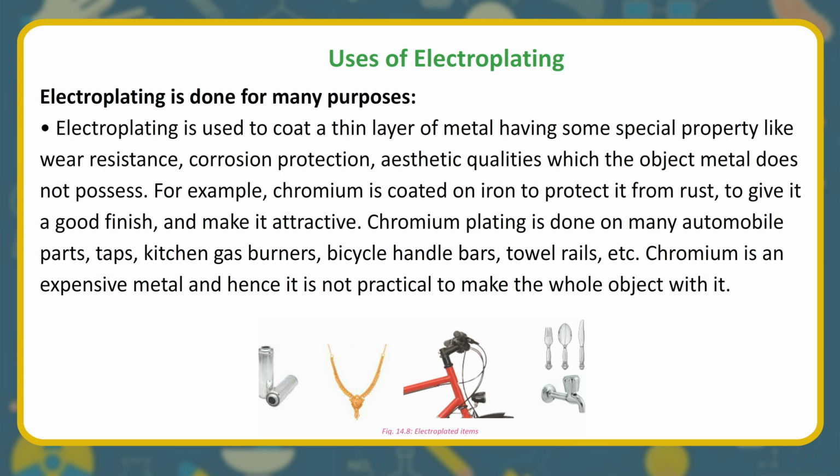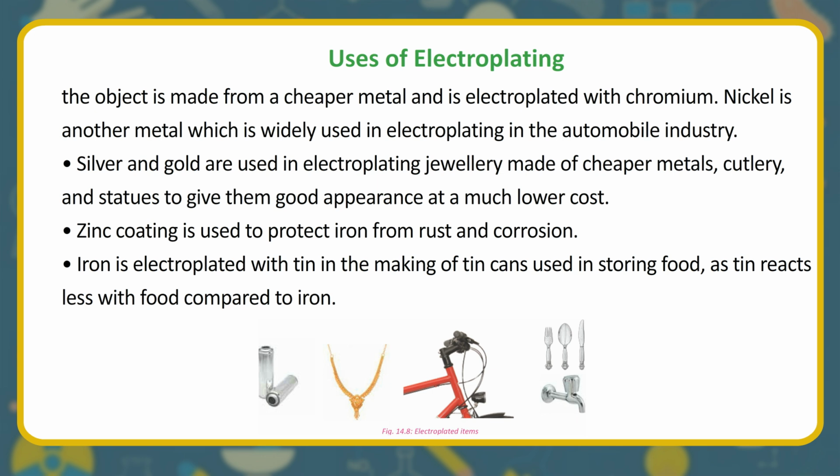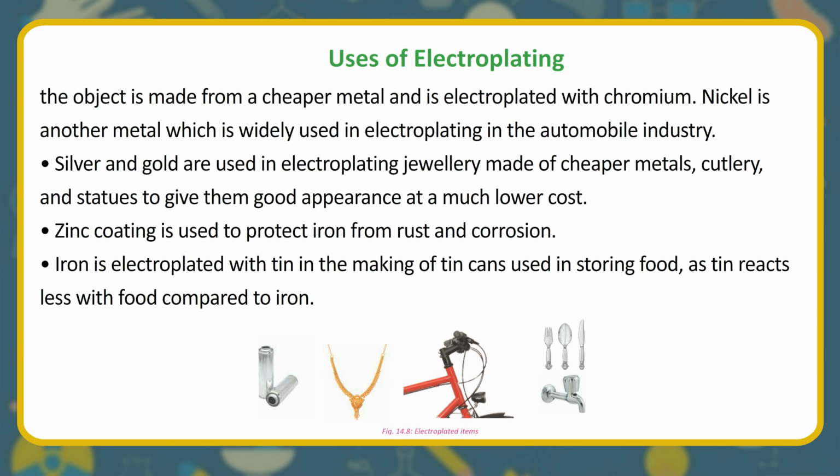Chromium is an expensive metal and hence it is not practical to make the whole object with it. So, the object is made from a cheaper metal and is electroplated with chromium. Nickel is another metal which is widely used in electroplating in the automobile industry. Silver and gold are used in electroplating jewelry made of cheaper metals, cutlery, and statues to give them good appearance at a much lower cost.